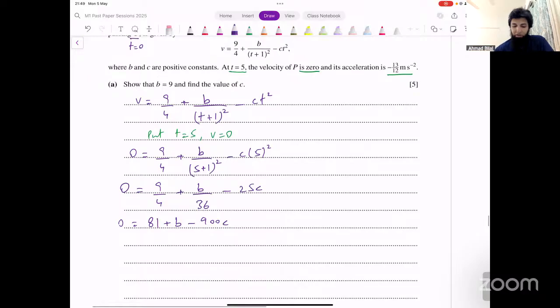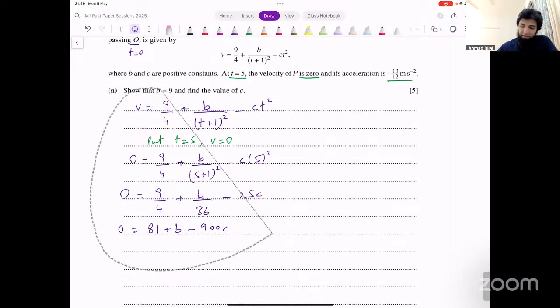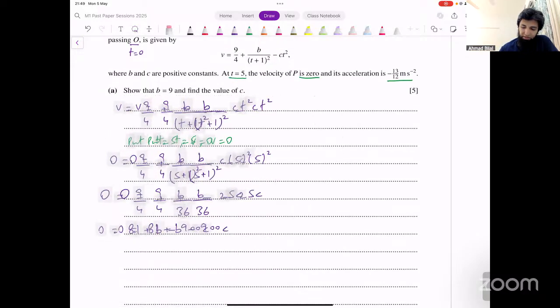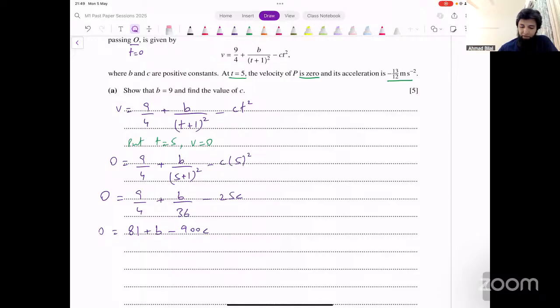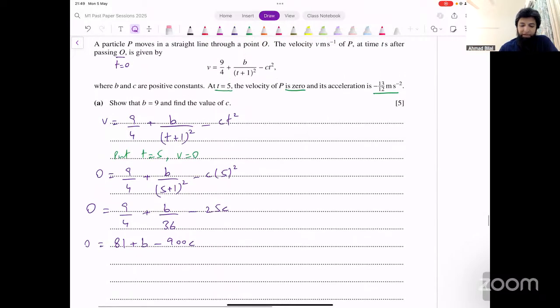Okay. Now, the other piece of information that we're given is that acceleration is minus 13 over 12 at that instant when time is equal to 5. So we can find the acceleration function. How do you find acceleration function from velocity? By differentiating. So let's differentiate this function and find the acceleration function from this. 9 over 4 is a constant. Its derivative is 0. What about the derivative of this? We can first of all write this in the proper form.